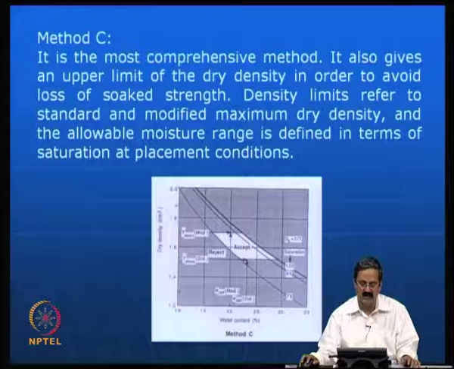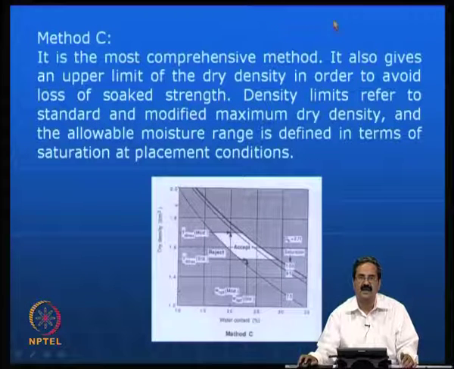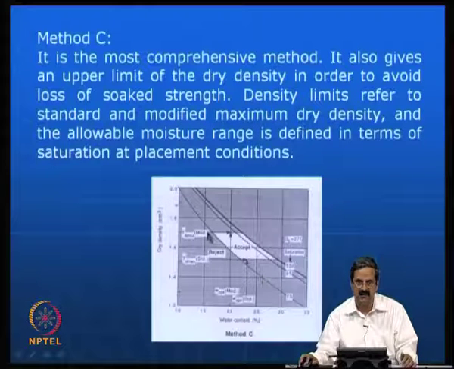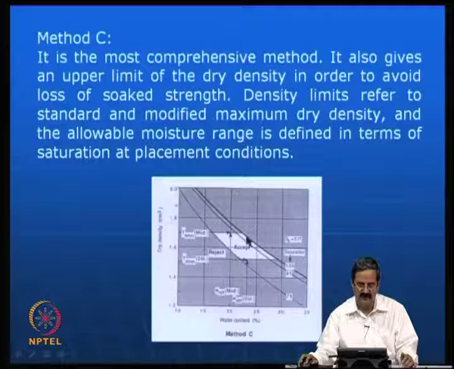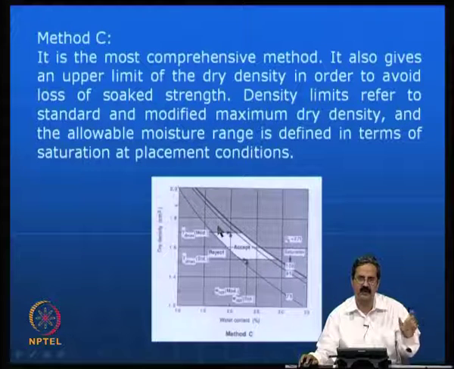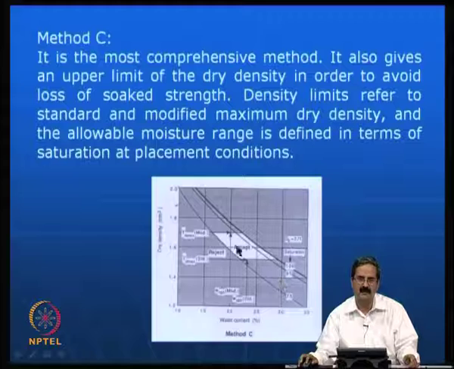Somewhat better, this is where I can even specify the upper limit for the density. You have density variations given by horizontal lines, and water content variations also. So, if this is the region of acceptance, you are giving a reasonably good window. If the points are here, then it is satisfactory; if the points are somewhere here, they are not satisfactory.